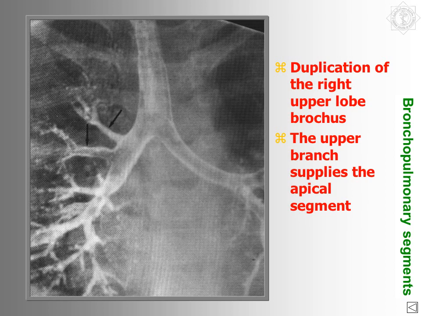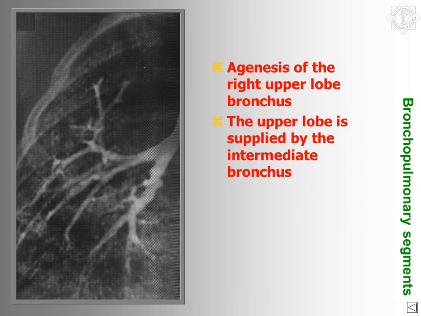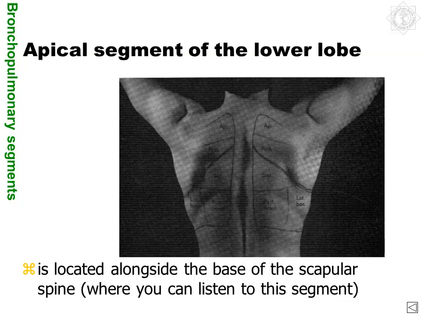In duplication of the right upper lobe bronchus, the upper branches supply the apical segment. This variation is possible. In agenesis of the right upper lobe bronchus, the upper lobe is supplied by the intermediate bronchus. This is located along the side of the base of the scapula, the apical segment of the lower lobe. So we can draw this for any patient and list the segments.